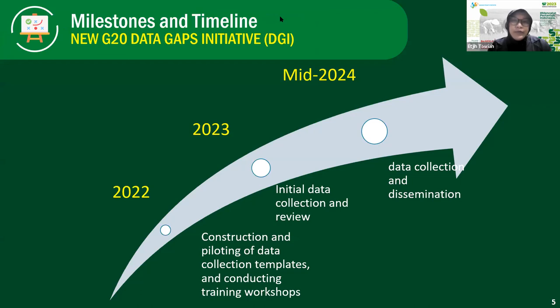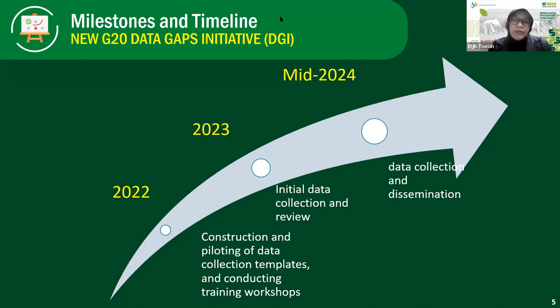The milestone for this to fulfill the Data Gap Initiative, or DGI, we began in 2022 this year by construction and piloting of a data collection template. There is not yet an available template provided by the G20 or the IMF. But we will try to come up with our own template and then propose this template to the DGI work plan.